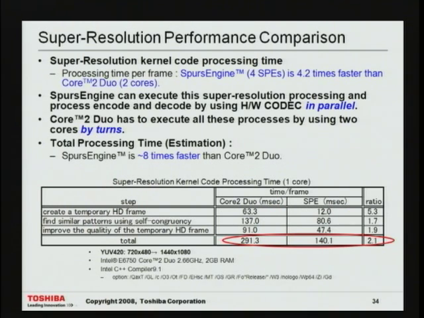Here is a performance comparison of super resolution kernel code processing time. The table shows the processing time per frame using one core. This process is easy to parallelize to multiple cores, frame by frame. So SpursEngine, which has 4 SPEs, is 4.2 times faster than Quad 2 Duo, which has 2 cores.